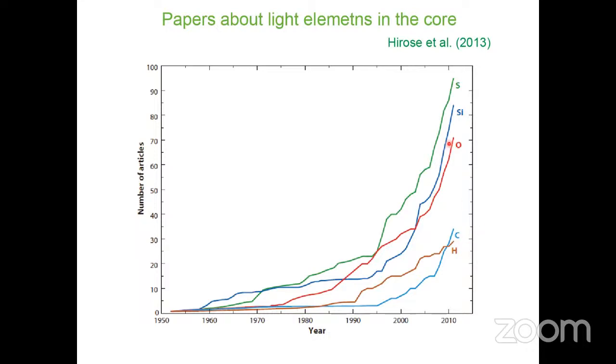So many people prefer sulfur in the core, but as you know, scientific truth has nothing to do with democracy. One caveat here is that this may reflect experimental difficulty. Experiments with sulfur, silicon, and oxygen are relatively easier compared to carbon and hydrogen experiments. So this may reflect that technical issue. And more than 300 papers were published regarding light elements in the core.